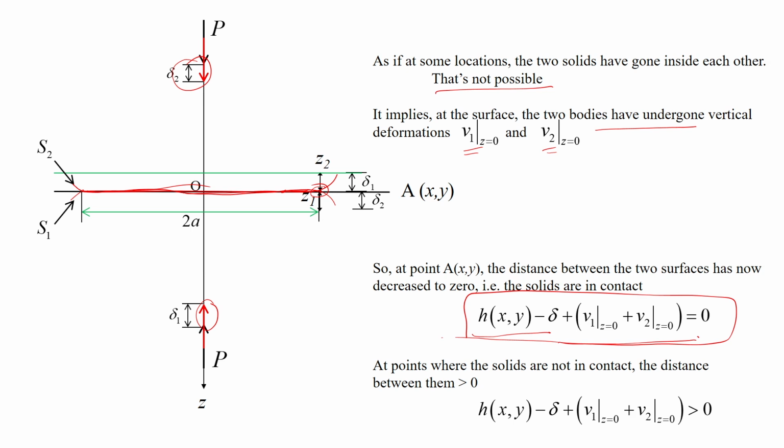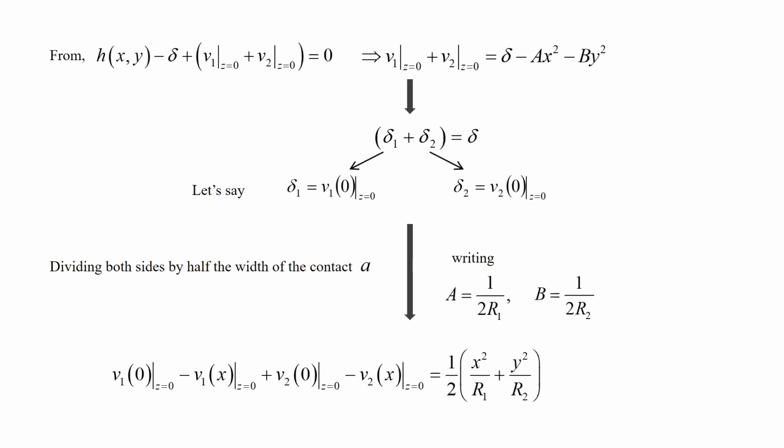At this point, what is the vertical deformation that has happened to the surfaces of these two bodies 1 and 2? That is V1 at z equal to 0 and V2 at z equal to 0. This has to be equal to 0 so that this point lies on the contact area. If the points of the solids are not in contact, then the gap is still positive, so it has to be greater than 0. The points where the solids are not in contact, the distance between them is greater than 0. That is the way it has been argued, and so we can write something like this.